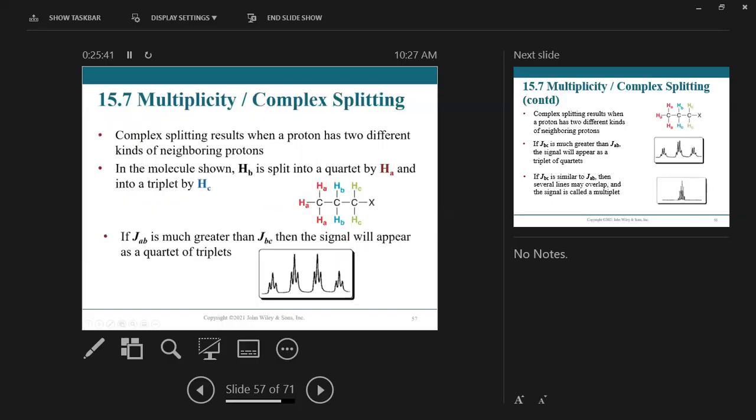This complex splitting results when a proton has 2 different kinds of neighboring protons, and we see all kinds of different neighboring protons here. And the molecule shown, HB, is split into a quartet by HA and into a triplet by HC. If JAB is much greater than JBC, then the signal will appear as a quartet of triplets. We can see that right here. It's a quartet of triplets. So you have 1, 2, 3, 4. That's that quartet. And then we have triplet signals. You see 1, 2, 3.